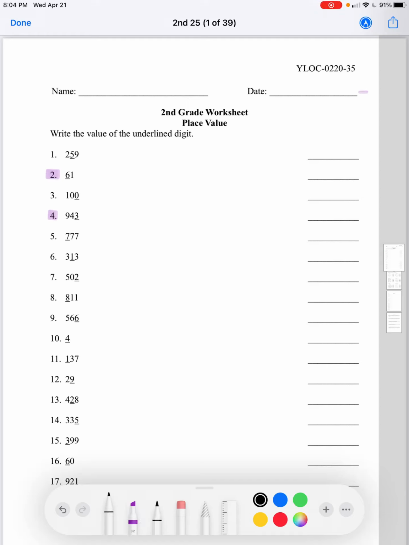Hi guys, today we're going over lesson 35 for second grade. So today we're going to start with place value. We haven't done this in a while, but the directions say to write the value of the underlined digit. So then we're going to start with number 2.